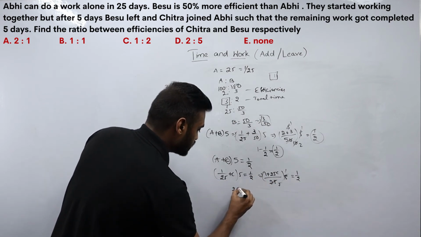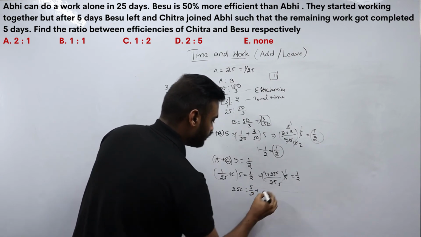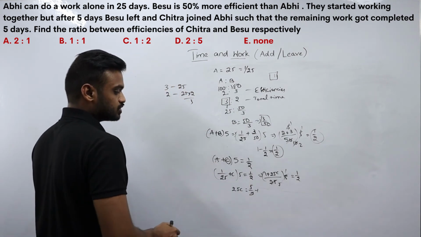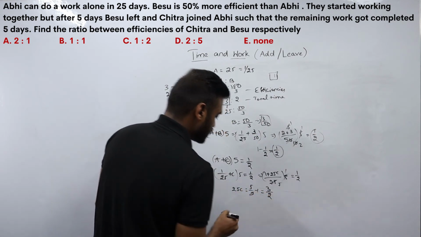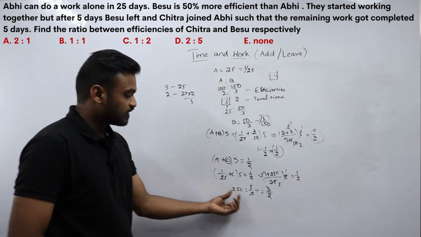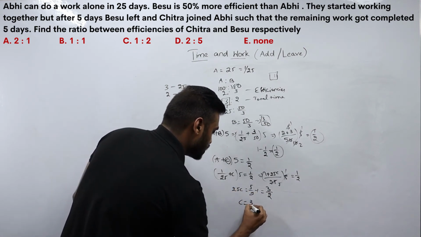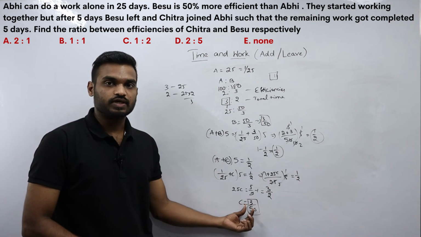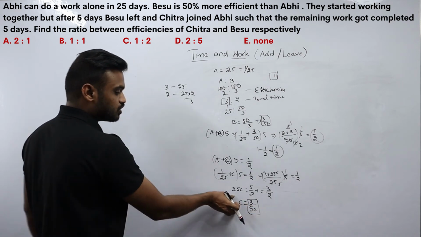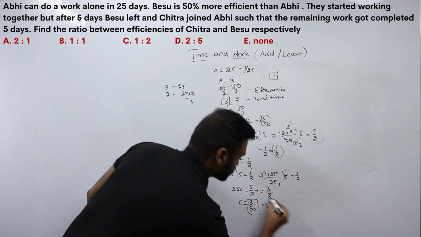Then I will get 25C equal to 5 by 2 minus 1. 2 ones are 2, and 5 minus 2 by 2 equals 3 by 2. So 25C equal to 3 by 2, then C equal to 3 by 50, that is 25 into 2. So Chaitra's 1 day's work is 3 by 50. So Chaitra totally takes 50 by 3 days to complete the work.